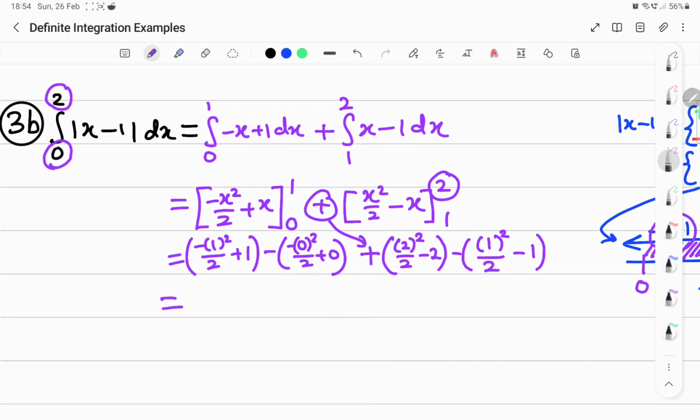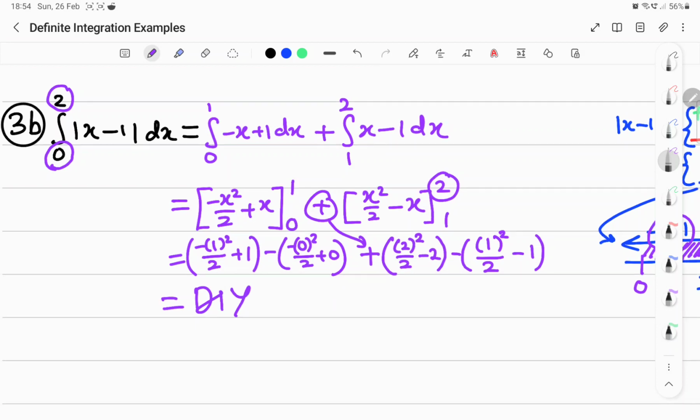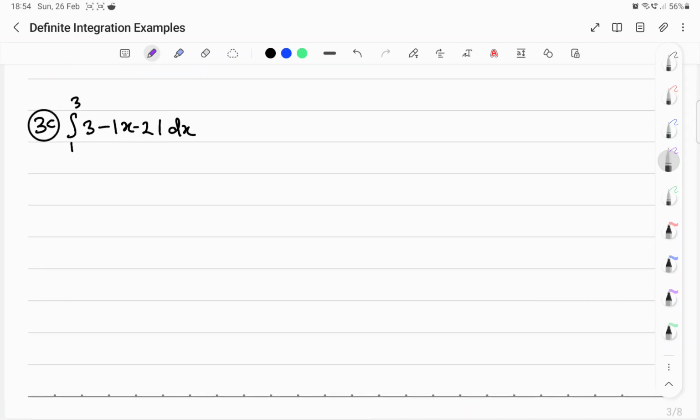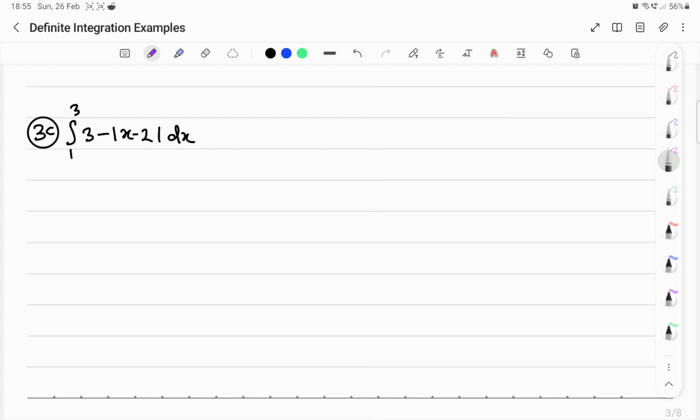So what is the final answer? I leave it to you with your calculator. So that's the working for the second one. Okay, let's go to the third one.